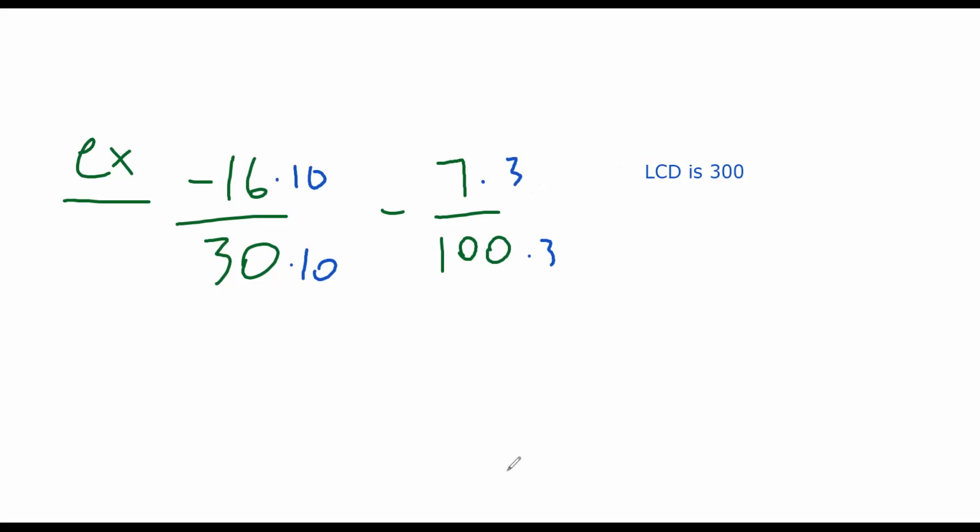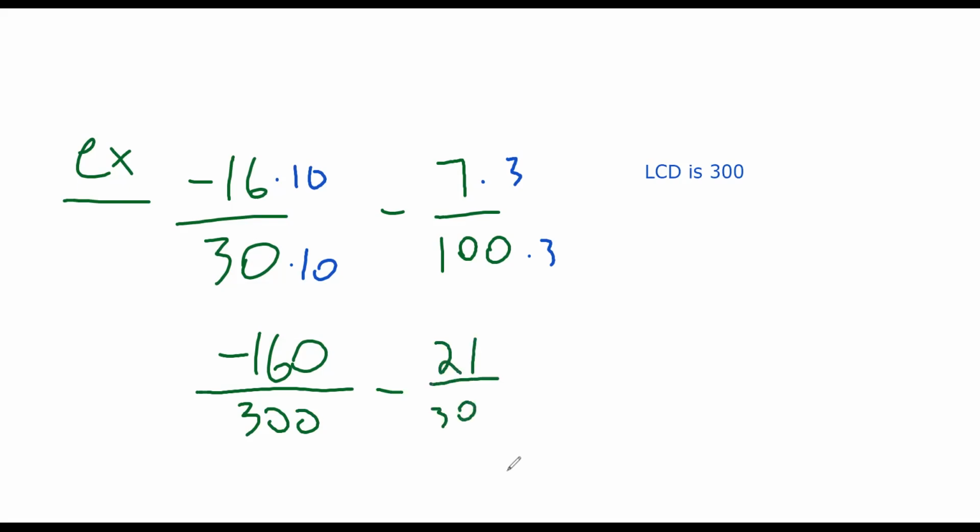Bada bing, bada boom. 16 times 10 will be what? 160. Yeah, multiplying by 10 is super cool. You're going to get the 300 you so desire on the bottom. 7 times 3 is what? 21. Very good. 100 times 3 is still 300.